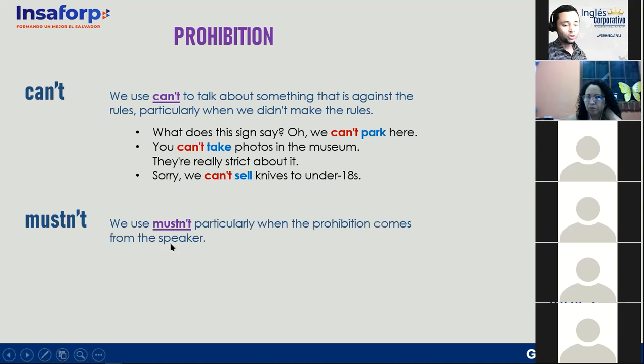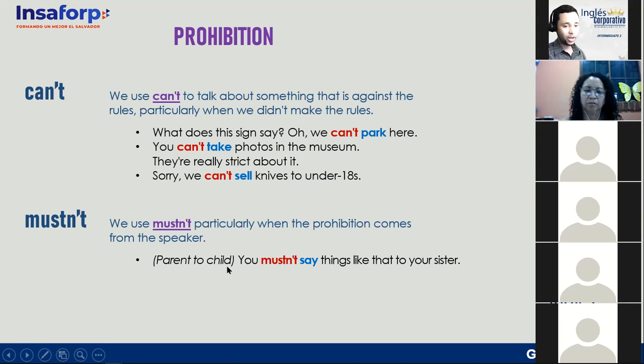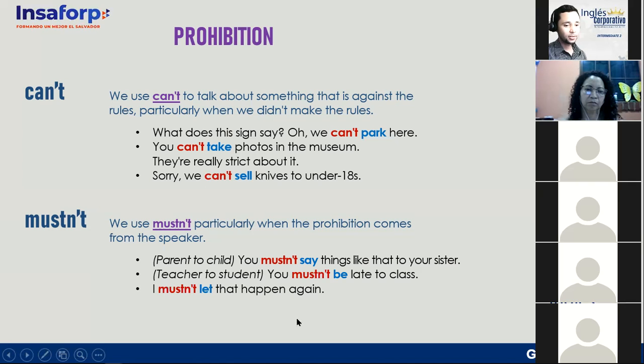Mustn't. We use mustn't particularly when the prohibition comes from the speaker. Example, a parent to a child, un padre o madre a su hijo o hija: You mustn't say things like that to your sister. From a teacher to a student: You mustn't be late to class. I mustn't let that happen again.